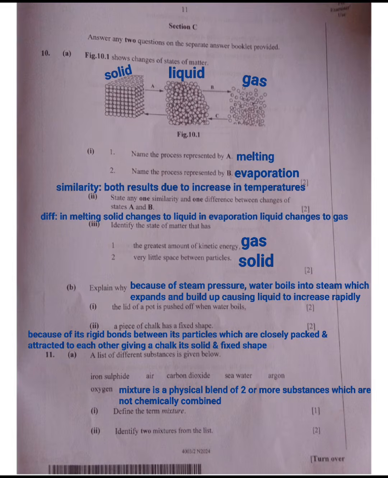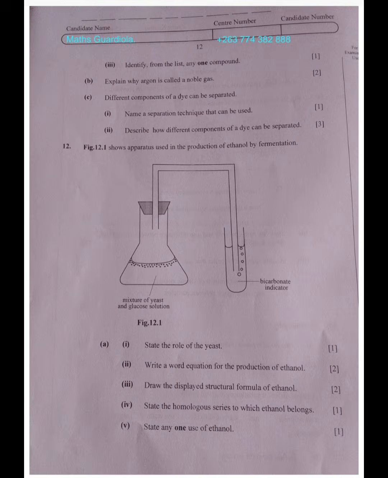So a mixture in combined science is a physical blend of two or more substances which are not chemically combined together. We are supposed to identify two mixtures from the list. So examples of two mixtures from that list, we are going to select air and seawater. And then on part 3, identify from the list one compound.